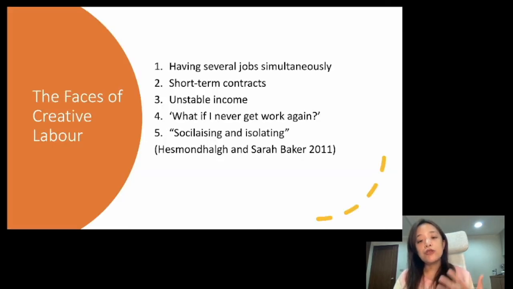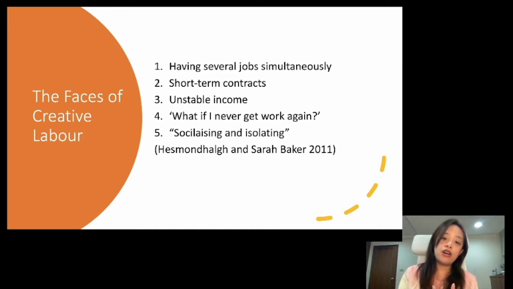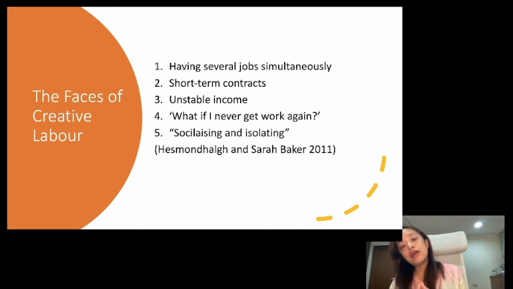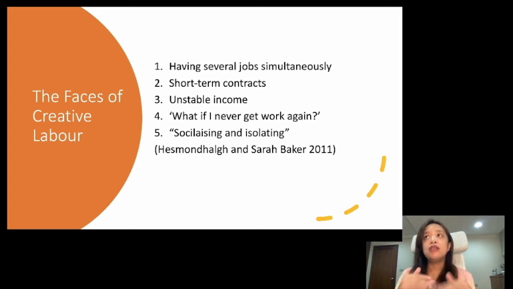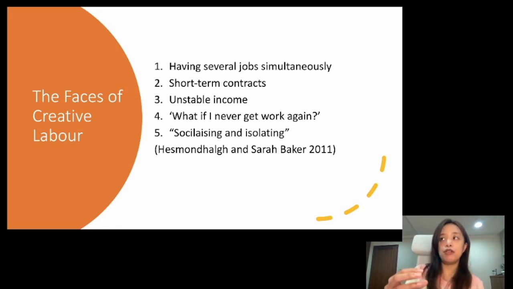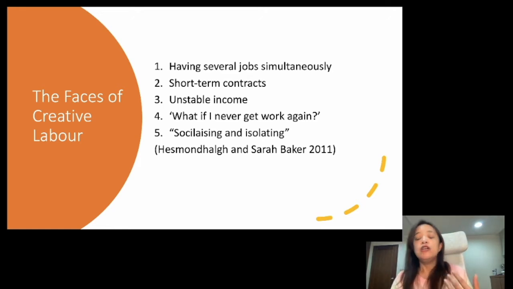Next, according to Hesmondhalgh and Sarah Baker, creative labor usually involves several jobs simultaneously. They have short-term contracts, unstable income, and they also live with anxiety and fear of what if they never get to work again. Because it's very obvious that if they are working on short-term contracts, they potentially have an employer that may come back to them next time, but they may not if something goes wrong.